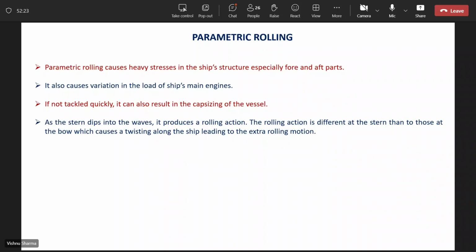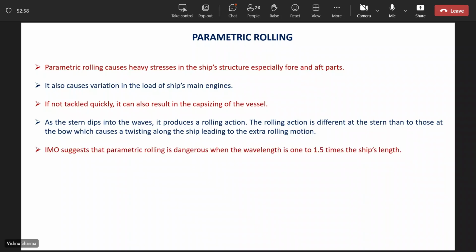As the stern dips into the wave, it produces a rolling action. The rolling action is different at the stern and those at the bow. That means on one side, the stress is acting on one direction and in the others, it is acting on the other direction. I have a video on torsional stresses if you would like to see that. So the rolling action is different at stern and at the bow, which causes the twisting along the ships, leading to extra rolling motion and torsional stresses.